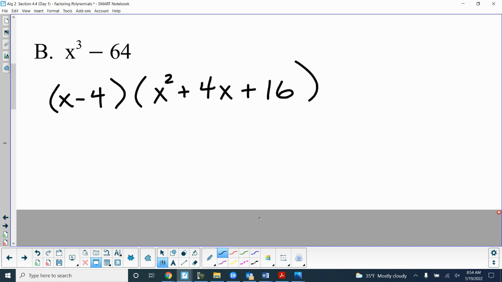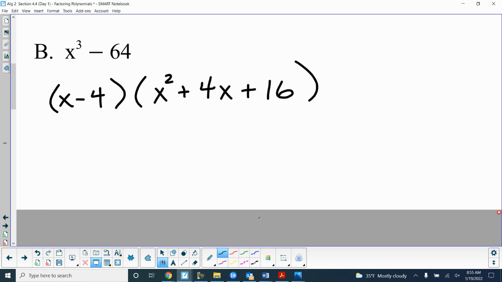Good. Square the first term. Square the x. Since that was minus, the middle term's plus. Remember, they're opposite. Multiply the x and the 4 together to get the middle, 4x. And then square the 4. What's 4 times 4? 16. Remember, that's always plus that third one. Questions?